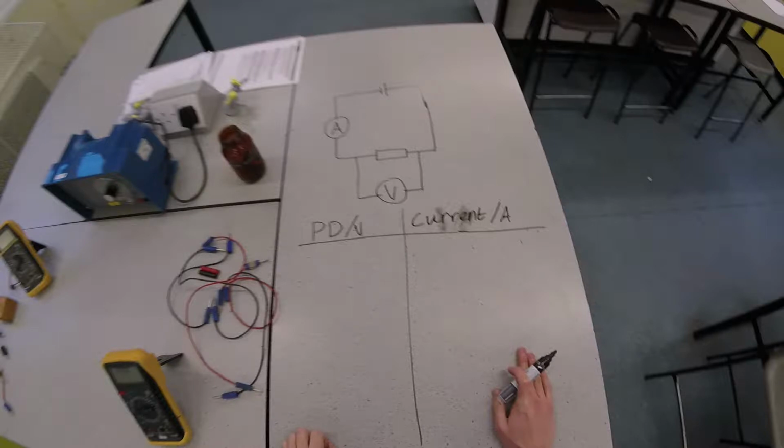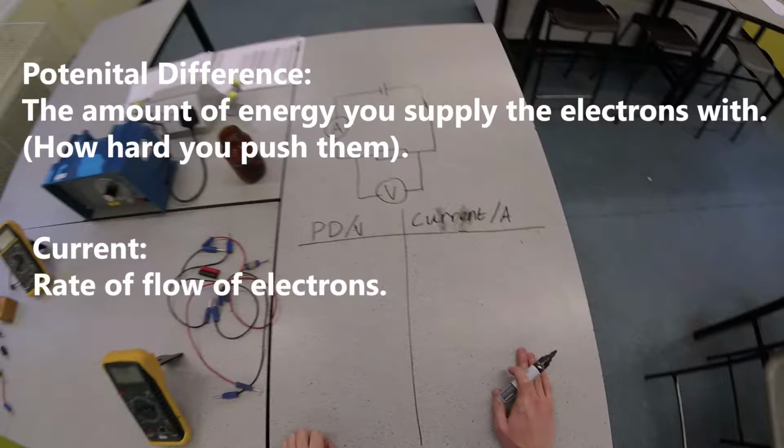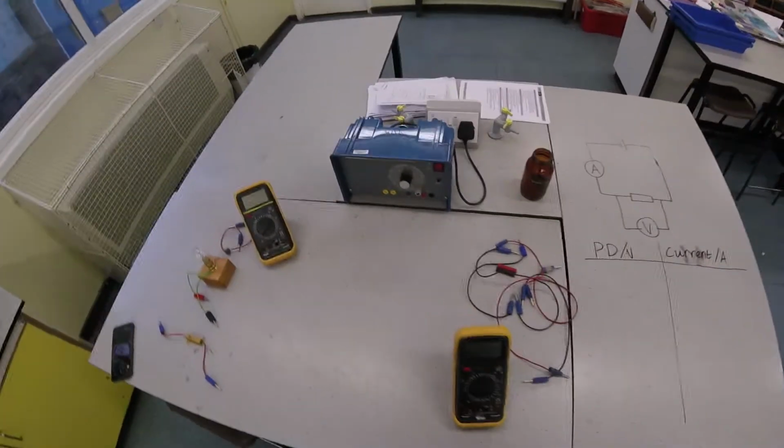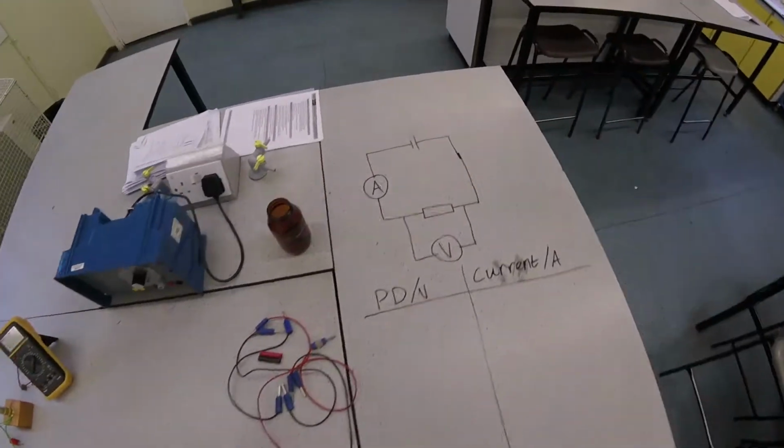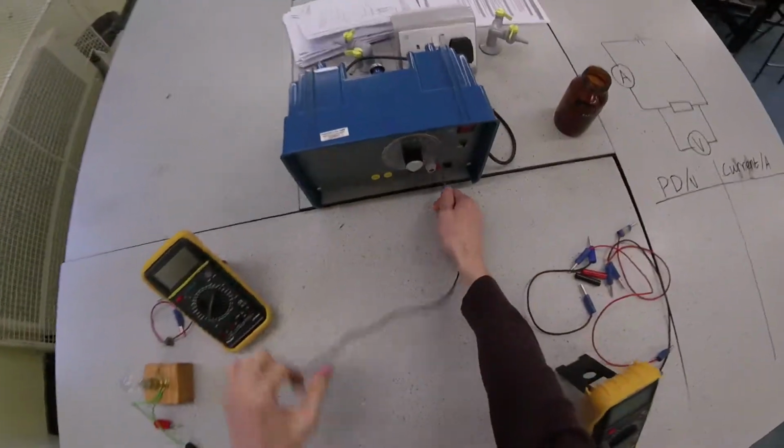So first, before we start, we'll just recap what potential difference is and what current is. Remember, potential difference is just the amount of energy that we supply the electrons around the circuit with. If you give them more energy, in other words, if you push them harder around the circuit, they will want to flow faster. And the only thing that's going to stop them from flowing faster is the resistance in the circuit.